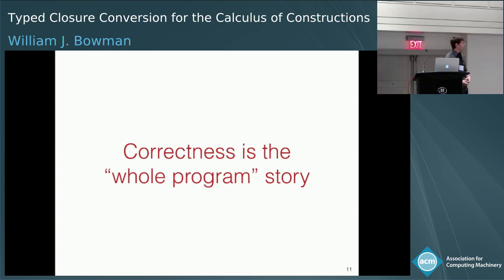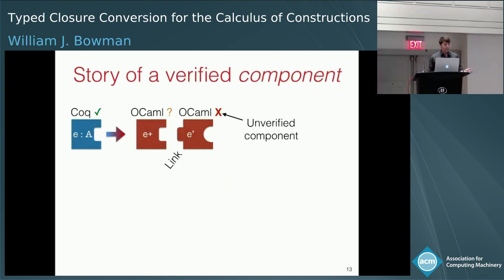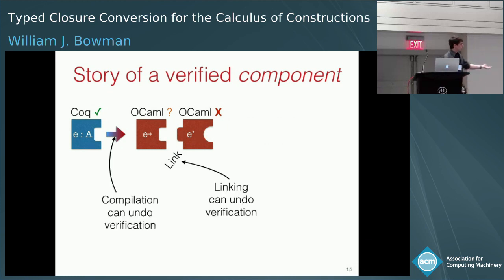Correctness is the whole program story, because compiler correctness relies on a closed world assumption that you are not linking with anything. And I have bad news. No one writes whole programs. So yes, we need compiler correctness, but it's not enough, because near enough to every program will be verified, then compiled, and linked with some unverified code. And just like compilation can undo our verification, linking can undo our verification efforts.